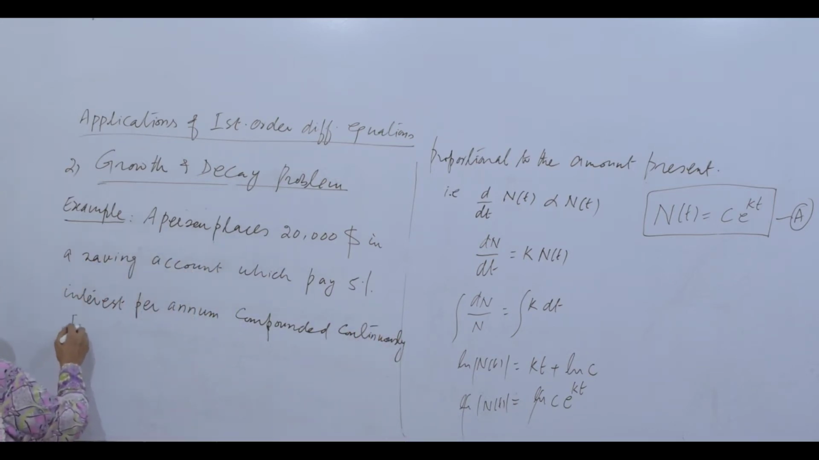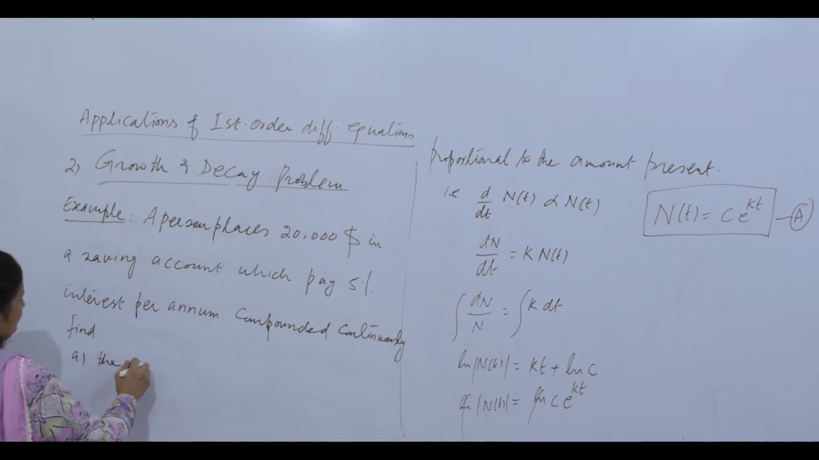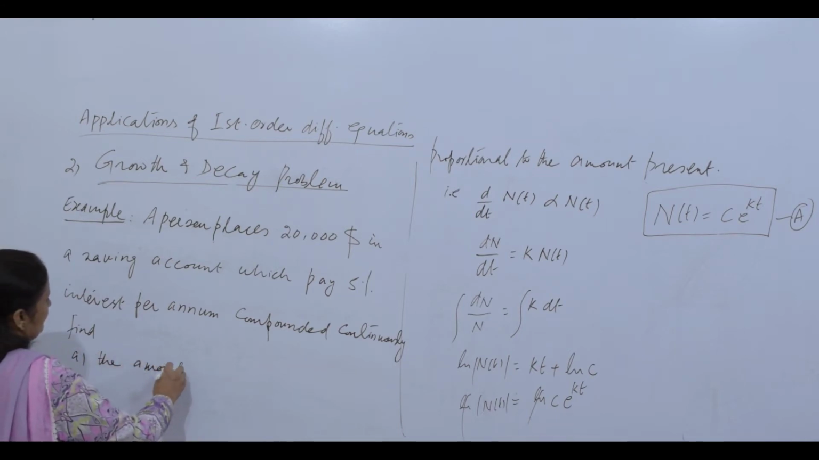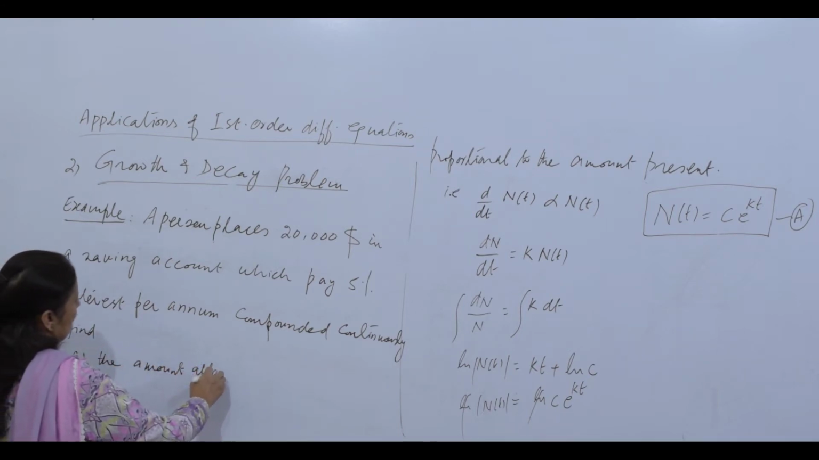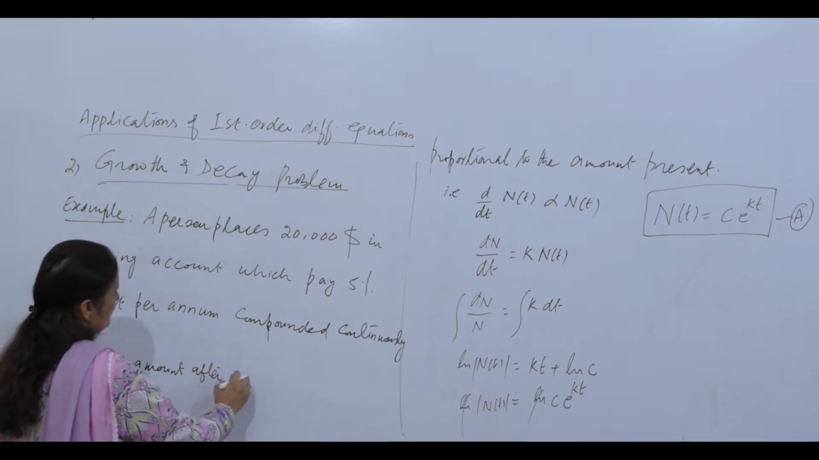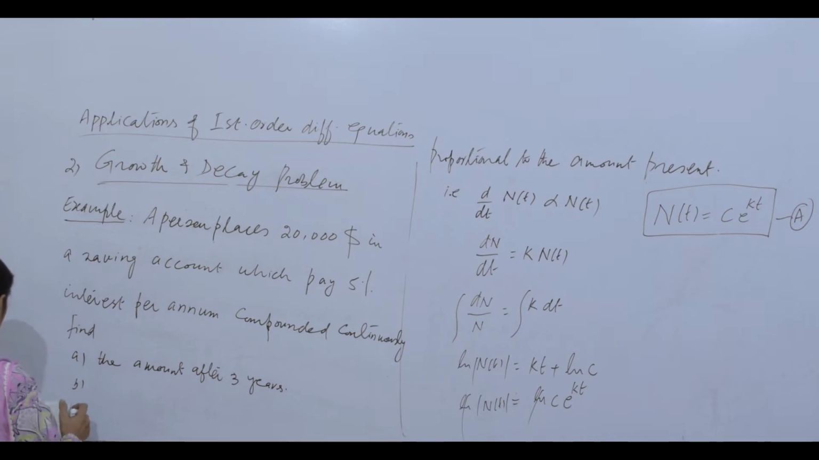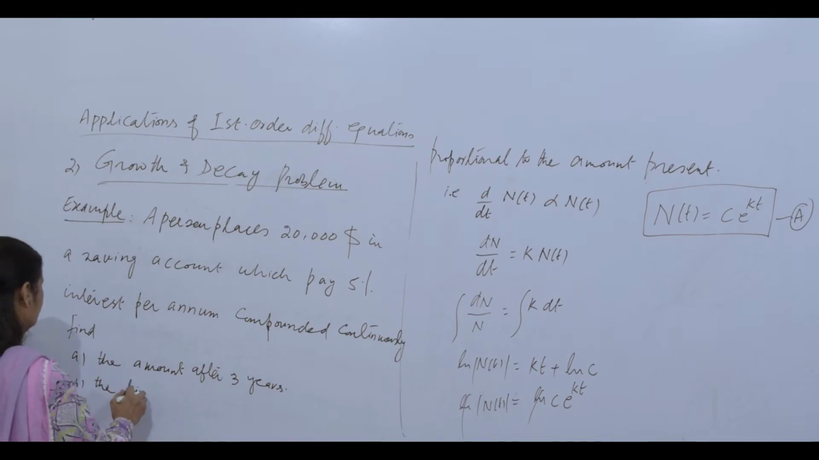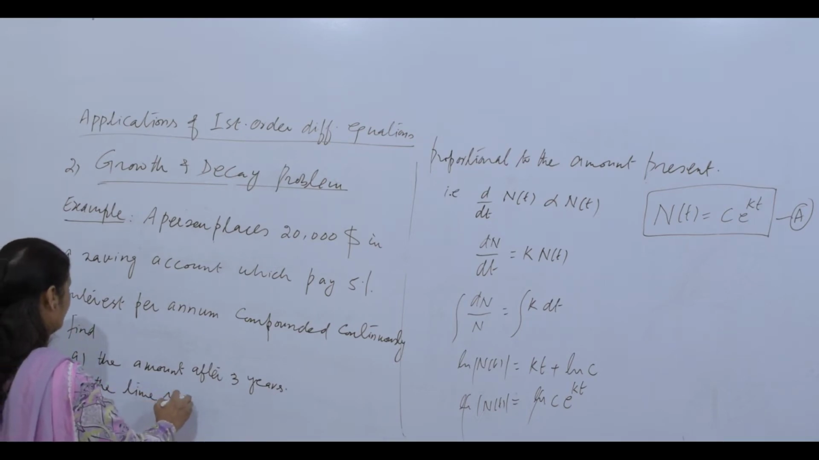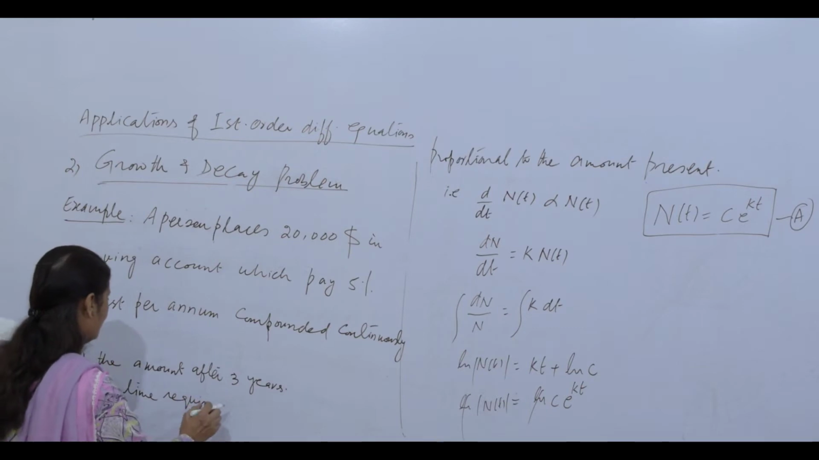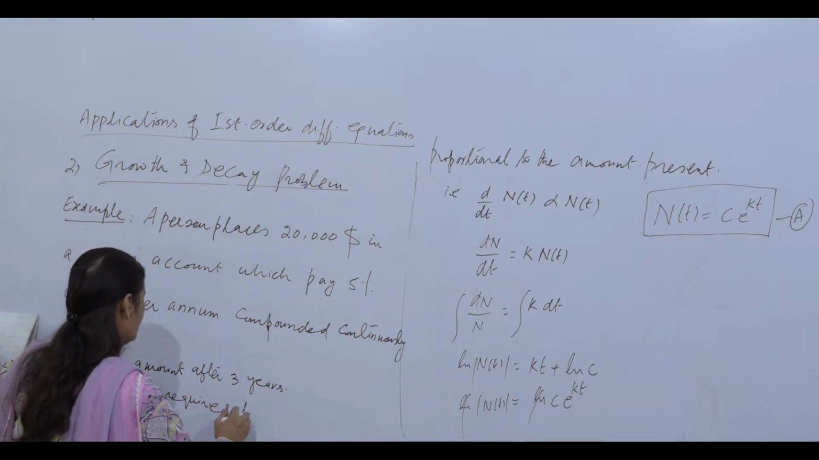Find: A, the amount after 3 years, and B, the time required to double the amount.